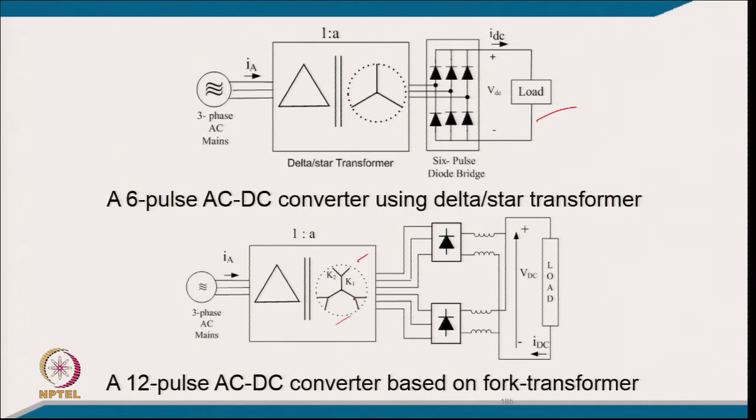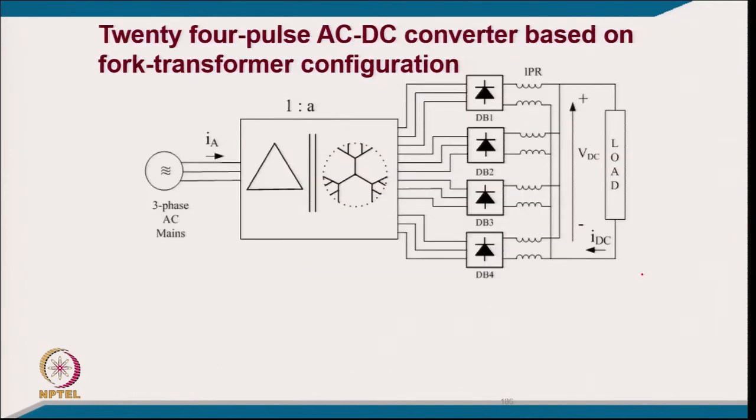So, you get from the fork connection delta to star, but fork connection on both sides to get a symmetrical output, and then you get a 12 pulse. So, that is for 12 pulse, and for 18 pulse and 24 pulse you again have the 4 voltages, that is plus minus 7.5 and then plus minus 22.5, primary side is your delta. So, you are able to get phase shift, and you are able to connect them either in series or parallel.